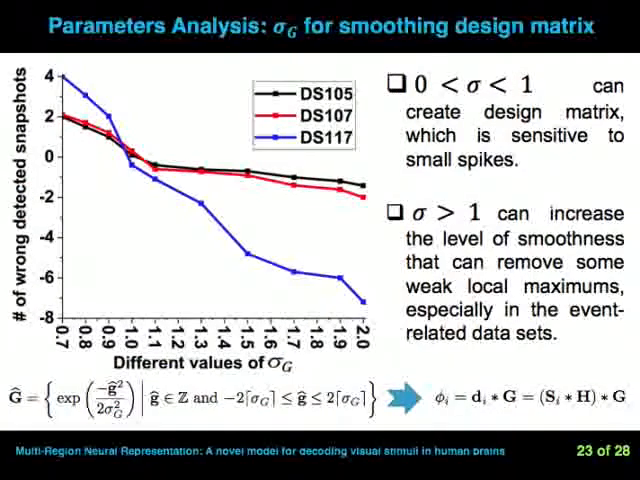This is the effect of the sigma parameter for the smoothing procedure of the design matrix. We have the smoothing equation at the bottom, and the best result is achieved with sigma equal to 1. Further, for sigma between 0 and 1, the design matrix is sensitive to noise, and for sigma greater than 1, we may remove some weak local maximums, especially in the event-based datasets.